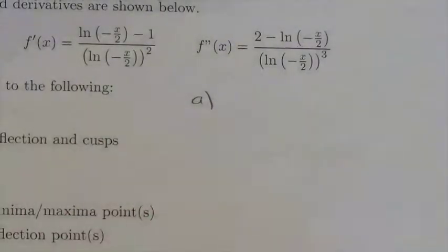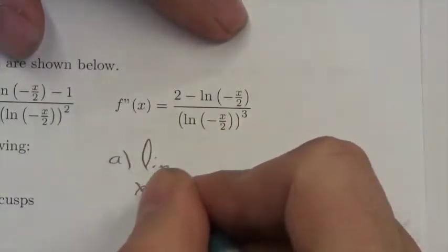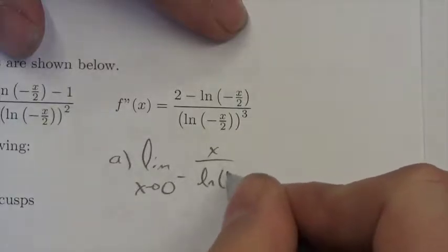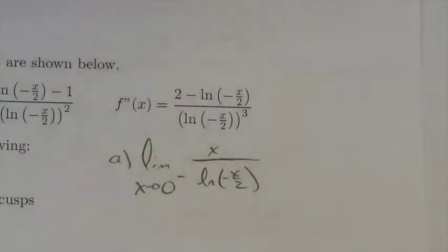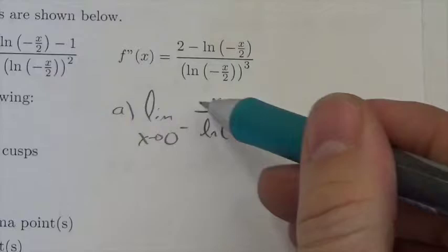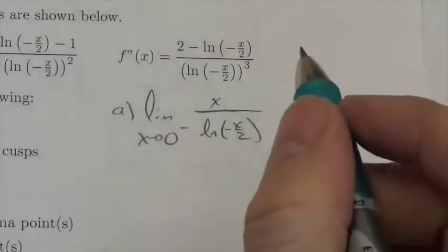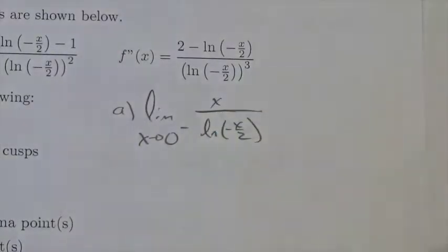So first of all, we're going to take the limit as x approaches 0 from the left of x over the natural log of negative x over 2. Now, probably the easiest way for us to think this one through, because I've got this linear function divided by a logarithmic function, is to look at what they're doing separately. First of all, as I approach 0 from the left, x is just going to approach 0. Well, that's not really causing me all that much stress here.